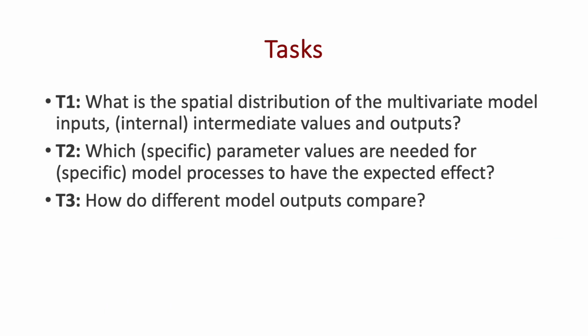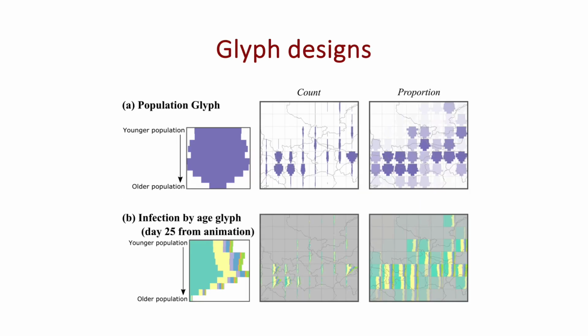The first one is to look at the spatial distribution of the multivariate model inputs and outputs. The second one was to look at the parameter values and how they affect the model outputs. The final one was to look at how different model outputs compare. This could be used in scenario planning where different lockdown policies could be implemented. We ended up with 4 basic glyph designs in absolute and relative versions.